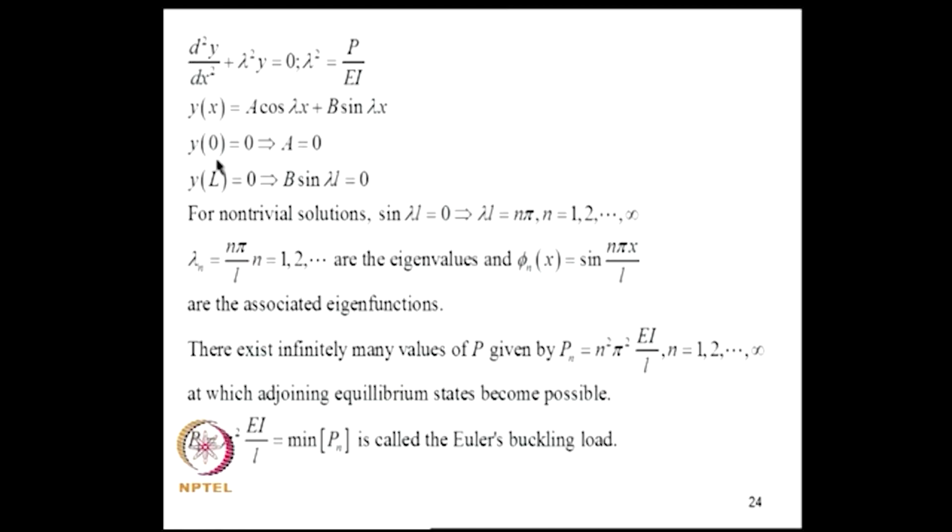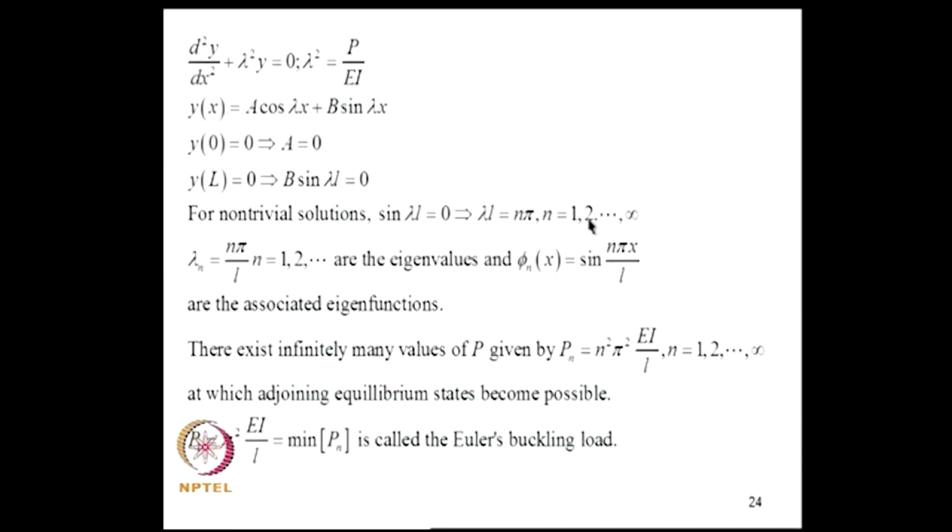At x equal to 0, y is 0. So, a would become 0. At x equal to L, b sin lambda L is 0. Now, either b can be 0 or sin lambda L can be 0. If b is 0, y of x is 0, which is a trivial solution, that is not what we are looking for. Therefore, for non-trivial solution, sin lambda L must be equal to 0 or lambda L is n pi.